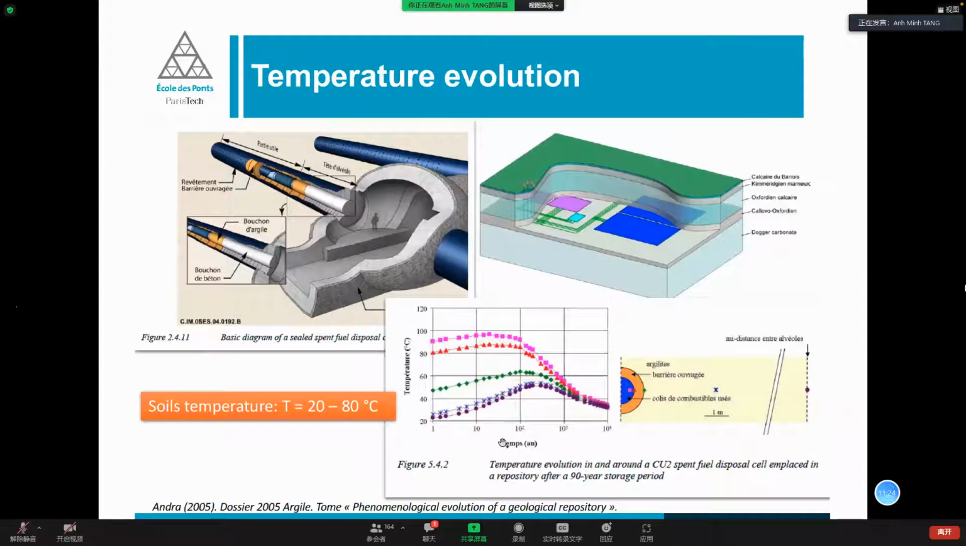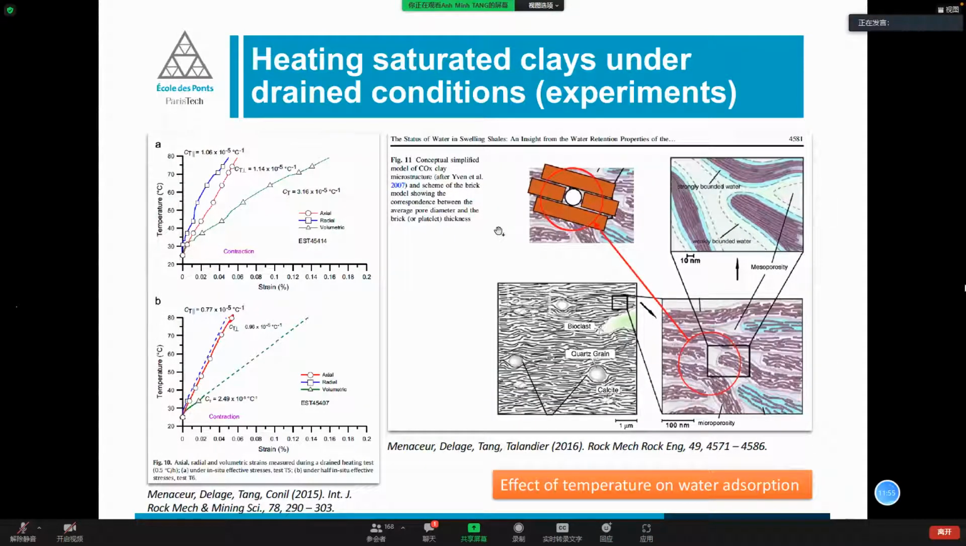So that's why this was the big question at that time. This concept was created, let's say, 40 years ago in France. The big question in the research is what would happen to the soil, to the clay, when it is subject to heating. There have been numerous projects working on the effect of temperature on soil in this condition. In the lab, we took the Callovo-Oxfordian clay, put it in a cell, and heated the soil. Here I show the result when you heat this clay at a saturated state under drained conditions. We heat the soil slowly.